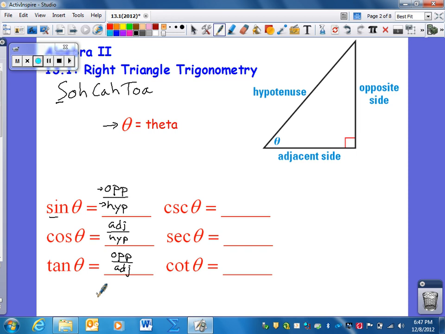If you can remember SOHCAHTOA, that's going to be your basis for this entire chapter. If you remember that, you're going to be in good shape. SOHCAHTOA. Sine is opposite over hypotenuse. Cosine is adjacent over hypotenuse. Tangent is opposite over adjacent.